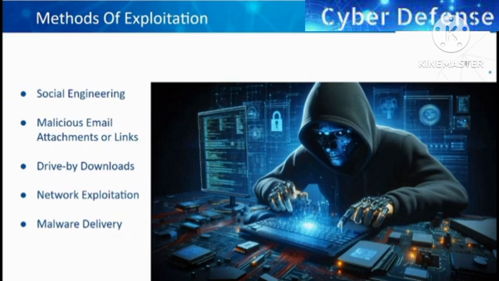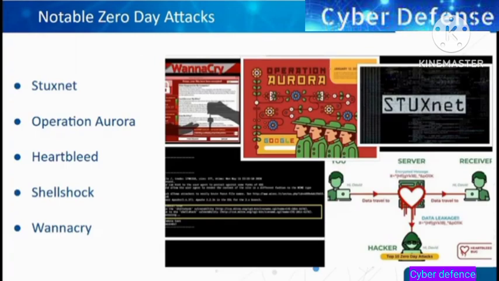It can be in the form of network exploitation, where attackers scan the network in order to find and exploit vulnerable systems directly, or custom malware is designed to exploit the specific zero-day vulnerability, which is often embedded in otherwise legitimate-looking software or documents, like Microsoft Word or Excel sheets. Now, what are the notable zero-day attacks that have occurred to date?